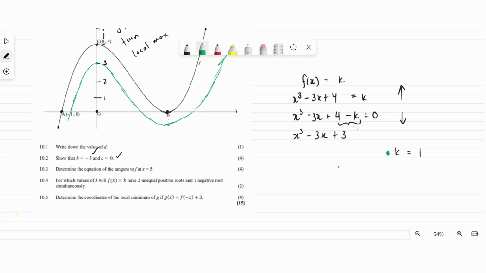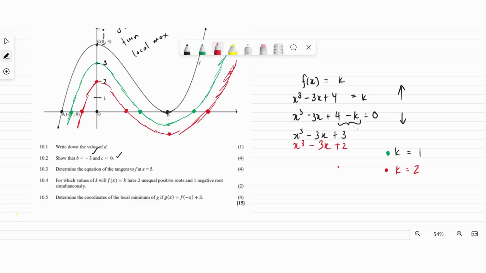What do we see? We see that the green graph has 2 positive roots and also 1 negative root. So if now I say k, let me do it in red, k is equal to 2, it's going to move 2 units down. K minus 2 is going to give me what? It's going to give me x cubed minus 3x. Then 4 minus 2 is going to give me positive 2. So it's going to be here. It's going to move 2 units down like this, and here it's going to move another 2 units down. So it's going to be like this. So we see that we have another 2 unequal positive roots and 1 negative root.